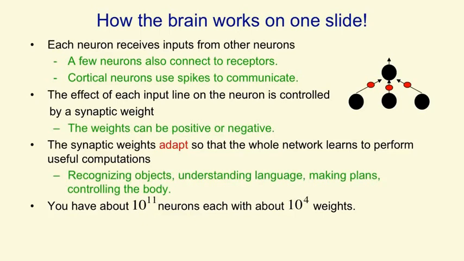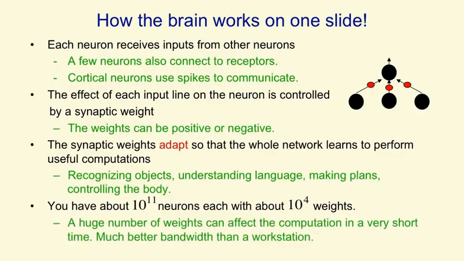You have about 10 to the 11 neurons, each of which has about 10 to the 4 weights. So you probably have 10 to the 15, or maybe only 10 to the 14, synaptic weights. And a huge number of these weights, quite a large fraction of them, can affect the ongoing computation in a very small fraction of a second, in a few milliseconds. That's much better bandwidth to stored knowledge than even a modern workstation has.